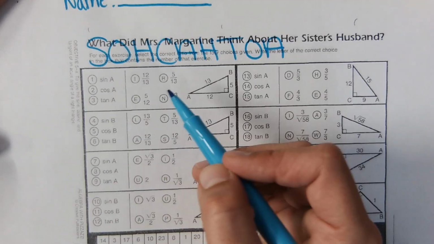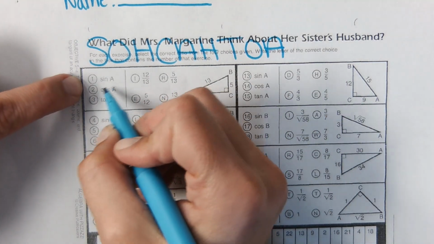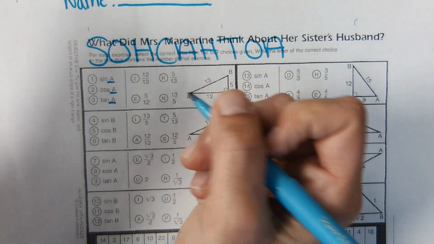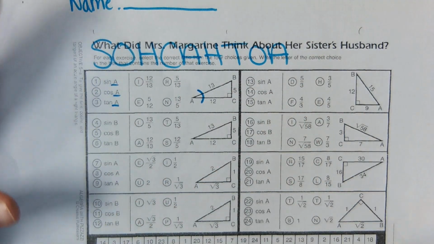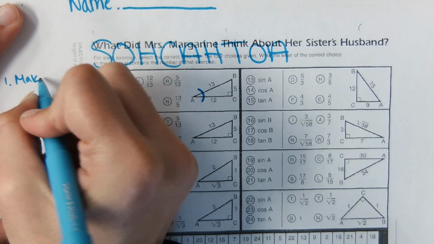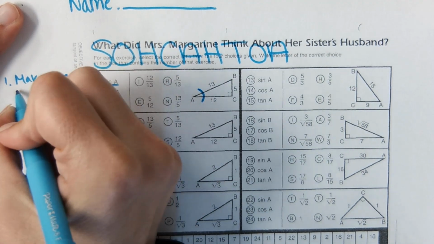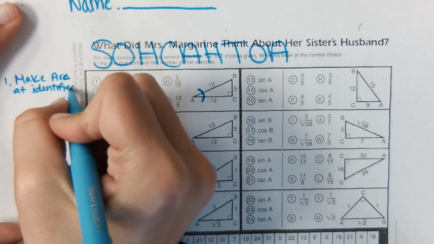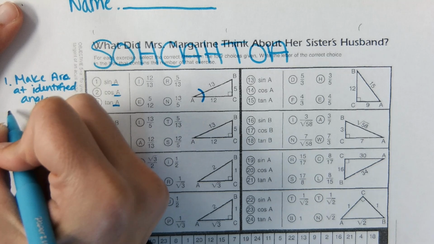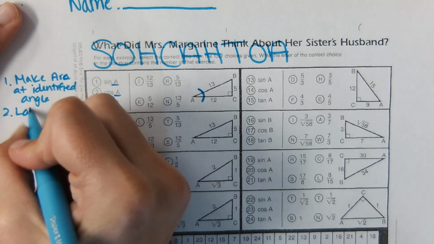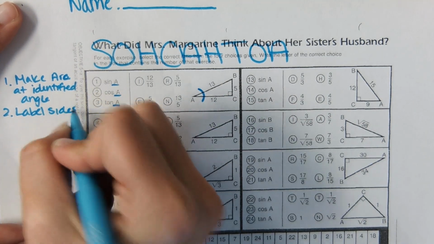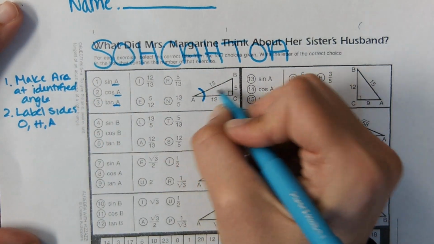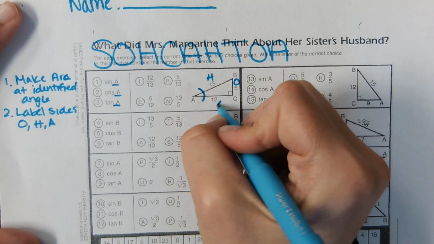For each box here, it says sine of A, cosine of A, tangent of A. So our designated angle is angle A. And then the first step is to make the arc at the identified angle. 2. Label sides. And you have to label them in this order, O, H, and then A. So from this arc, we have the opposite side, hypotenuse, and adjacent.